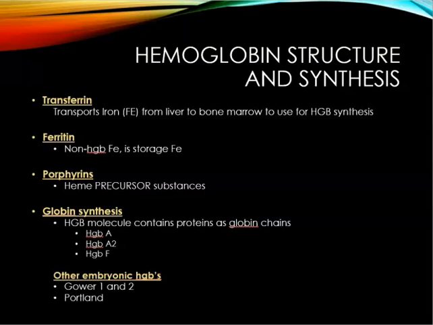Our hemoglobin molecules contain proteins in the form of globin chains. And we have different types of hemoglobin, and those different types of hemoglobin molecules are made up of different globin chains or combos of chains. Some of the types of hemoglobin that we have are hemoglobin A, hemoglobin A2, and hemoglobin F. There are also a few different types of embryonic hemoglobin. These are Gower 1 and 2 and Portland. For our purposes in our lecture, we're not going to focus a whole lot on these types of hemoglobin.